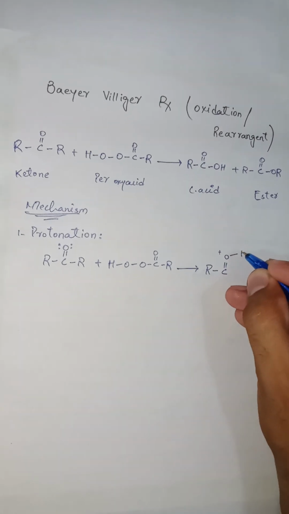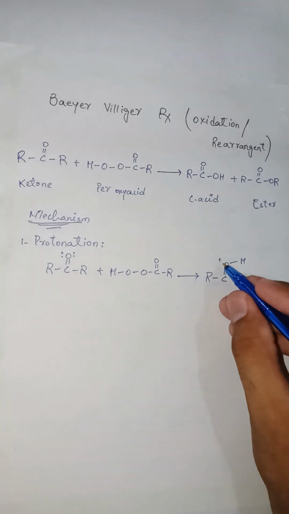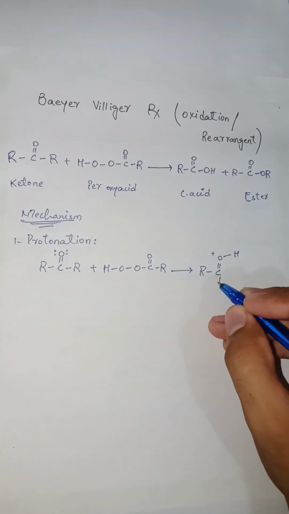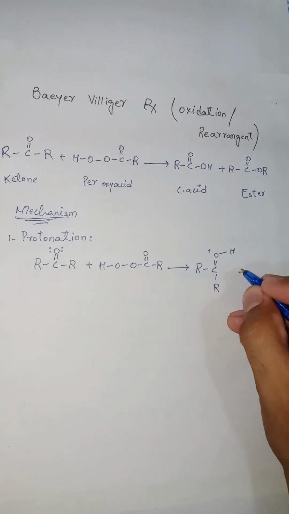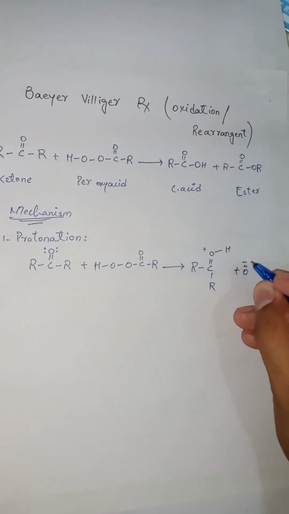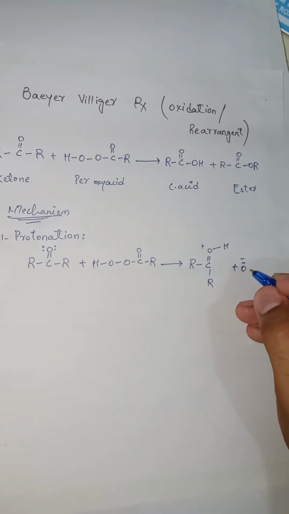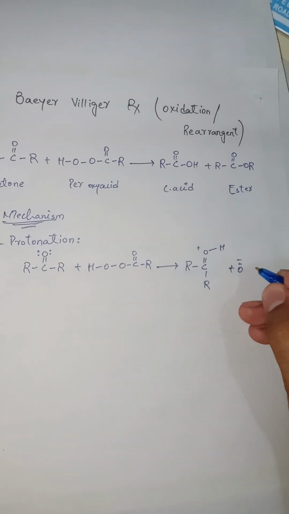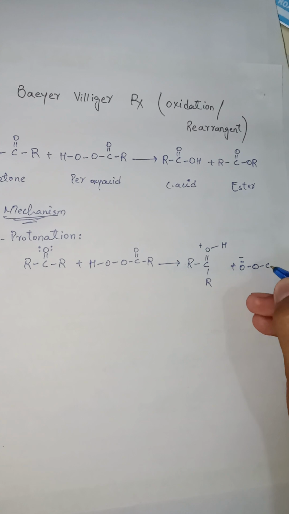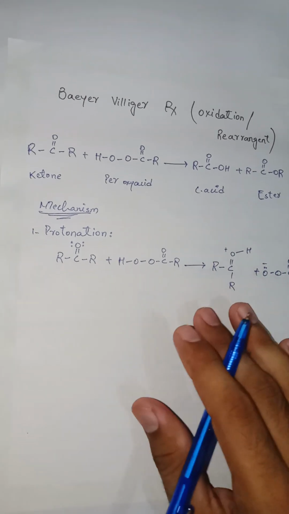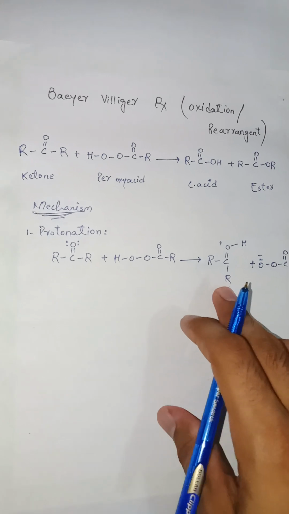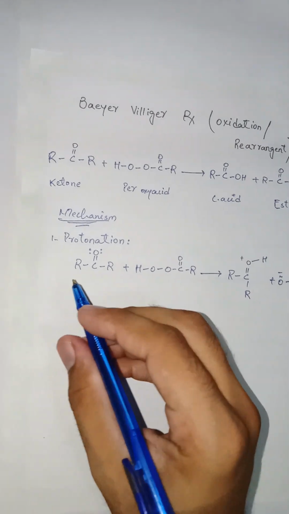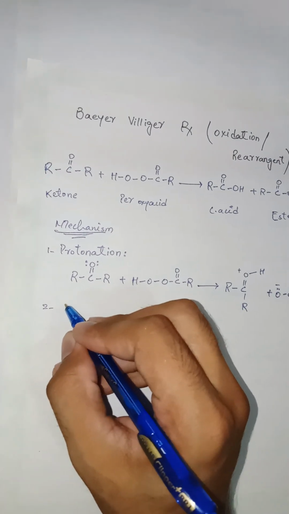Oxygen uses its lone pair, that's why a positive charge will appear on the oxygen atom, and the remaining alkyl plus the peroxycarboxylate ion will be there. That's a protonated ketone, and a peroxycarboxylate ion. The second step is the attack of the nucleophile.